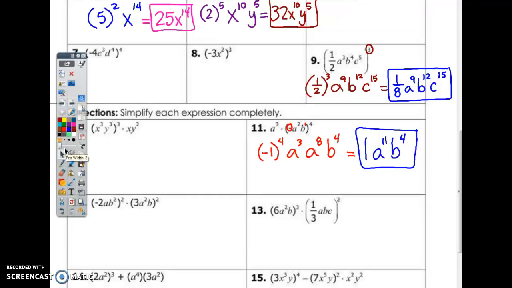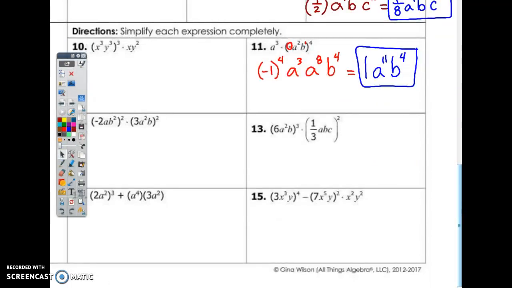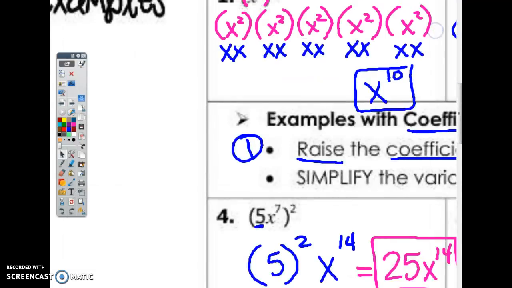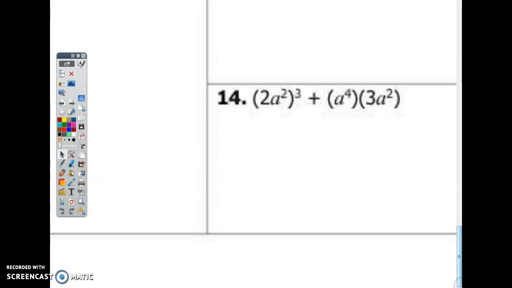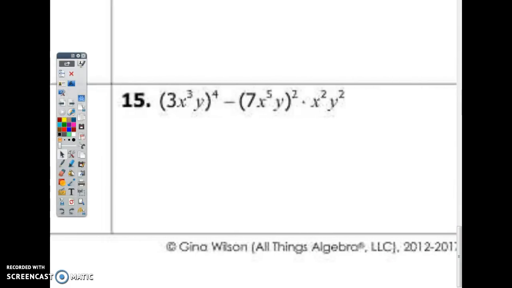One more, number 15, before we go to the back page. I'm going to make this bigger. Okay, so remember from yesterday, we have a minus in the middle, so we're going to worry about that at the very end. We need to make sure that we multiply first before we can subtract anything. So, right here, it says to the fourth power. So I have to do all of this to the fourth power. So 3 to the fourth power. And then multiply my x's. That's 3 times 4 is 12 x's. And then my y, 1 times 4 is 4.